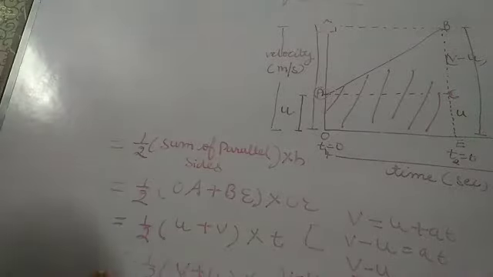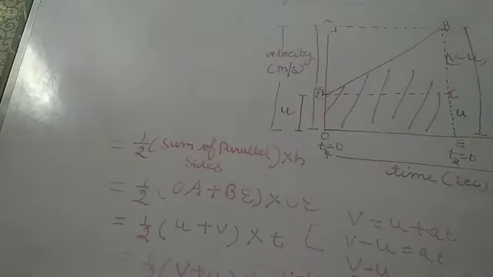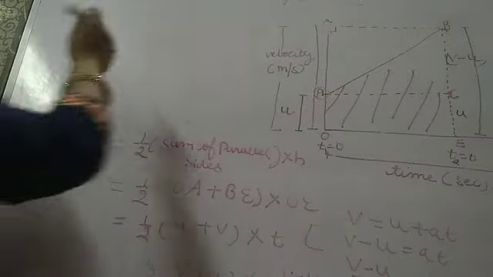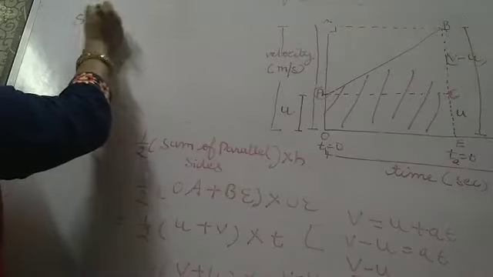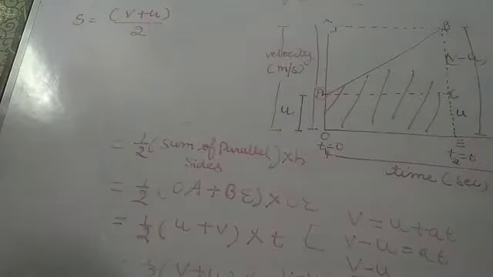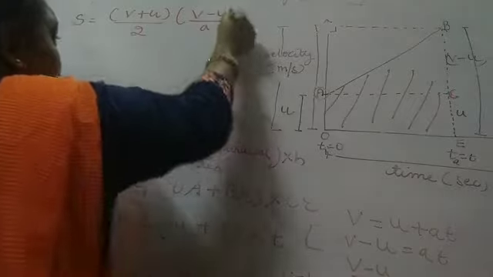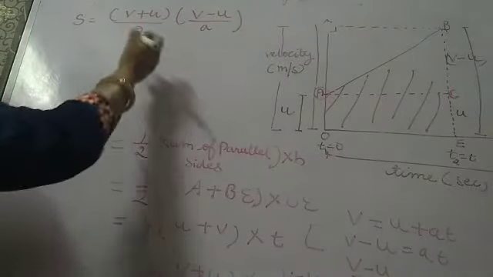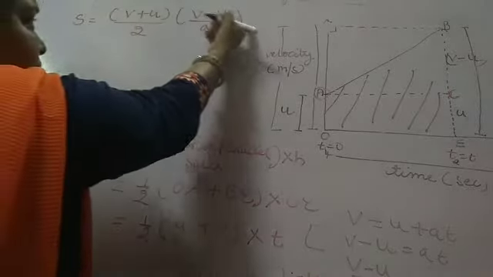I am continuing it here. Can I write S is equal to, if I find this, I will write here S is equal to V plus U upon 2, I can write it like this, and V minus U upon A. Clear? And if you see, it is in one form, A plus B and A minus B.